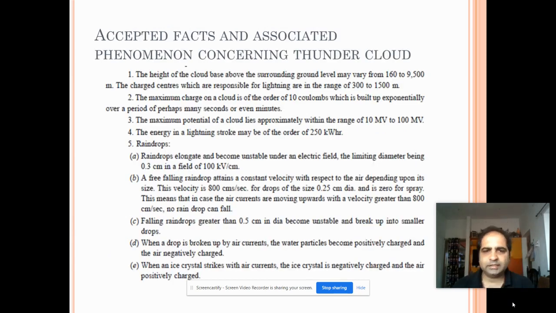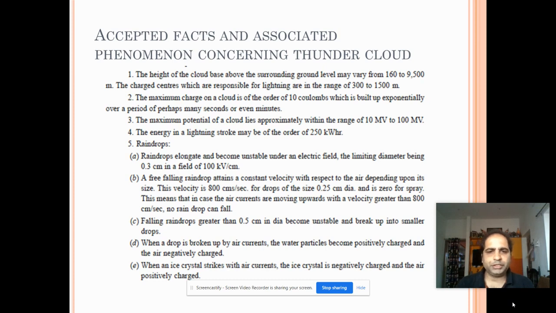So the next point is lightning. Some of the accepted facts and associated phenomena considering thundering clouds are: the height of the cloud should be between 160 to 9,500 meters. The charge centers which are responsible for lightning are in the range of 300 to 1500 meters. The maximum charge on a cloud is of the order of 10 coulombs, which exponentially increases over a period of perhaps many seconds or minutes.